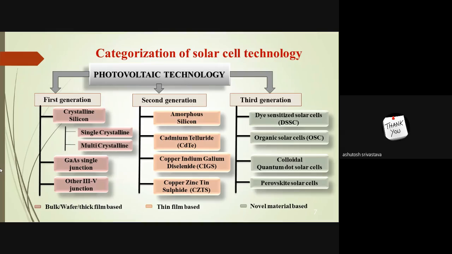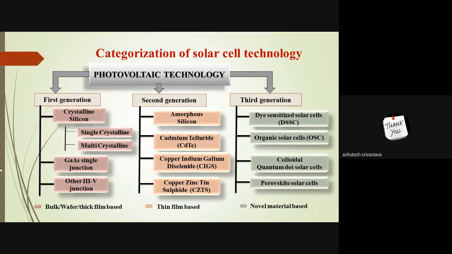In other cases, it can be a gallium arsenide single junction, meaning that in place of silicon we can also use gallium arsenide as the absorber material of the solar cell. Likewise, there are also group III-V combination elements, like indium phosphide and so on. All those bulk absorber materials comprise the first generation solar cells.